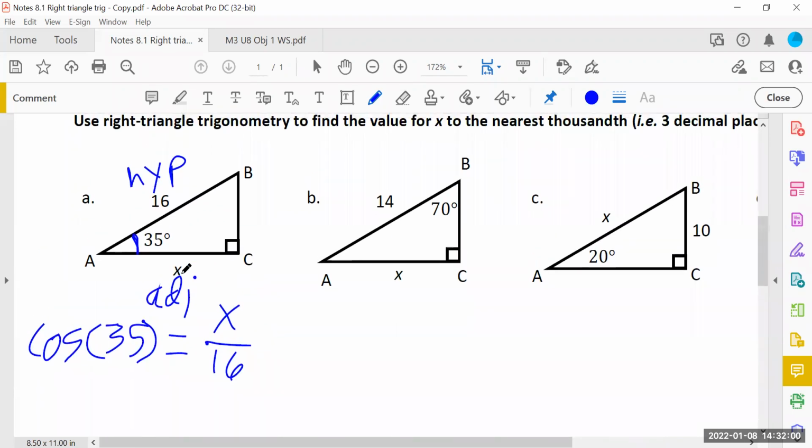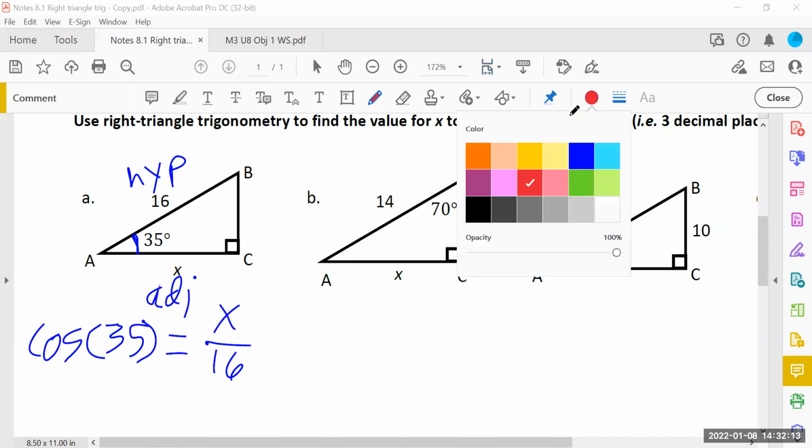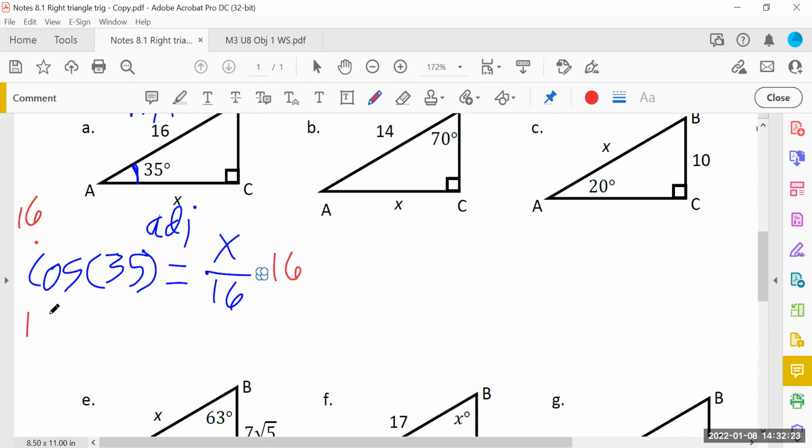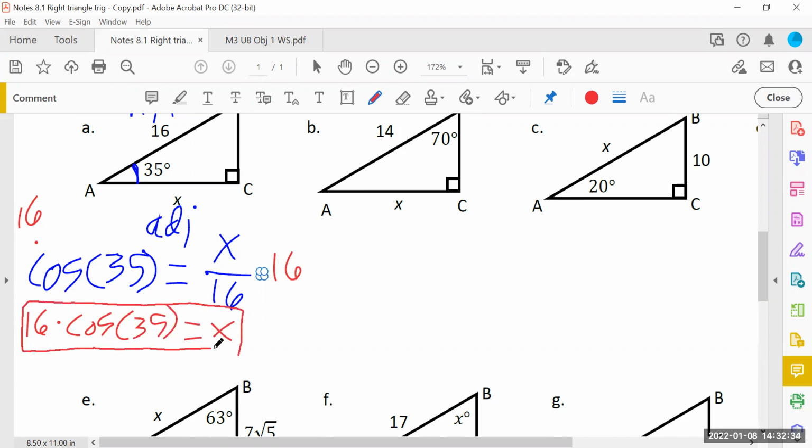There's two ways of answering this. You can give an exact answer, or you can give an approximate answer using a calculator. I personally prefer the exact answer, and the test is going to ask you for the exact answer. The exact answer means taking what we just did and solving for x, so that means multiplying both sides by 16, and I get 16 times the cosine of 35. That is our exact answer, and that's actually the one I prefer. The instructions on the notes, though, do say to go ahead and get an approximation.